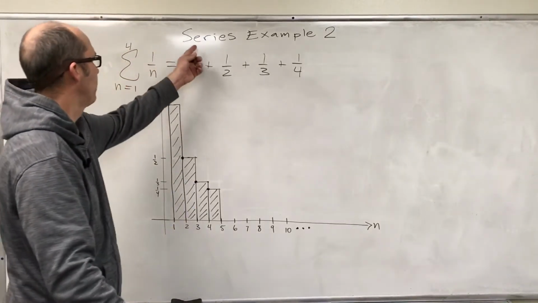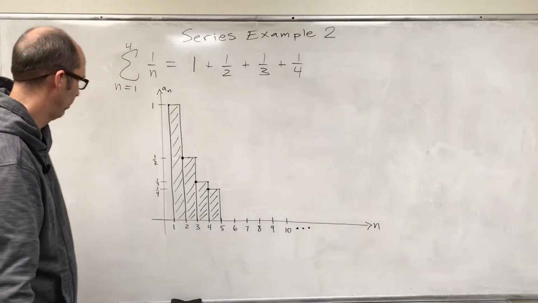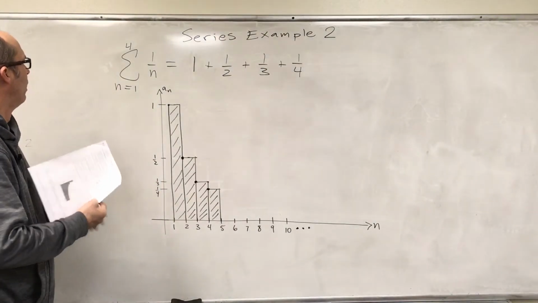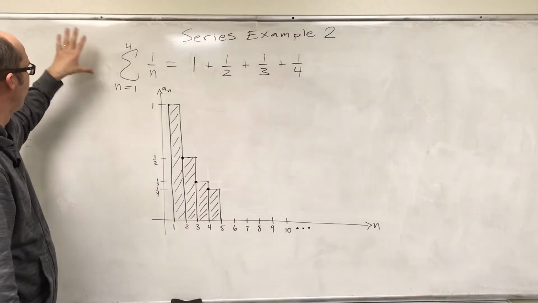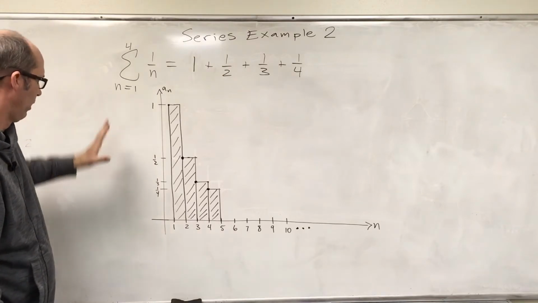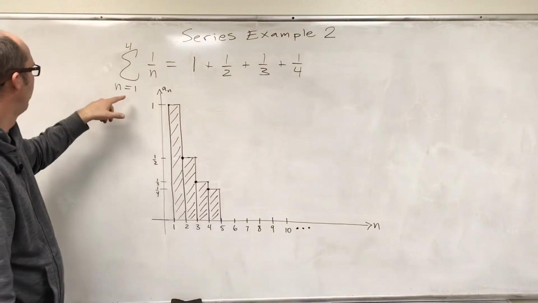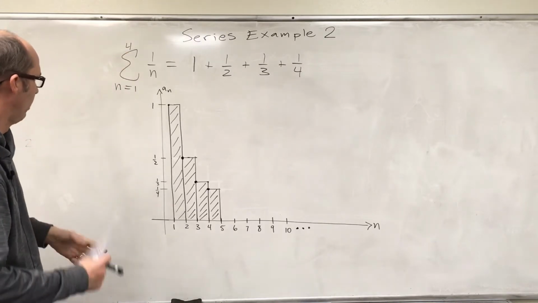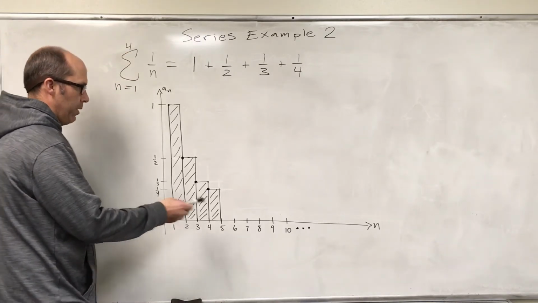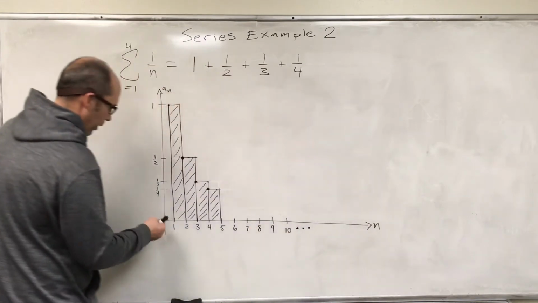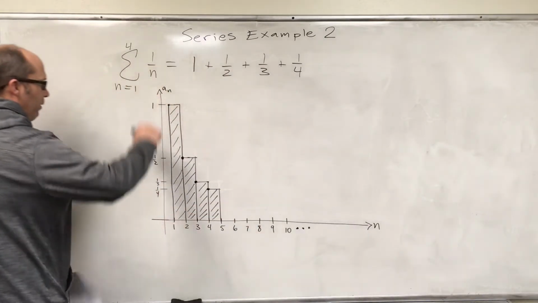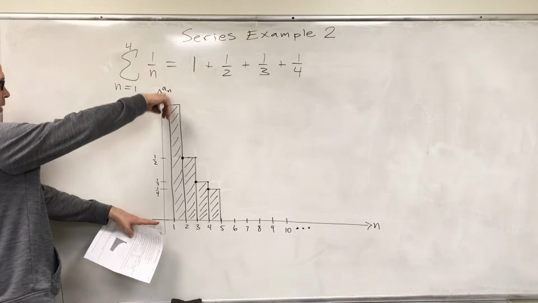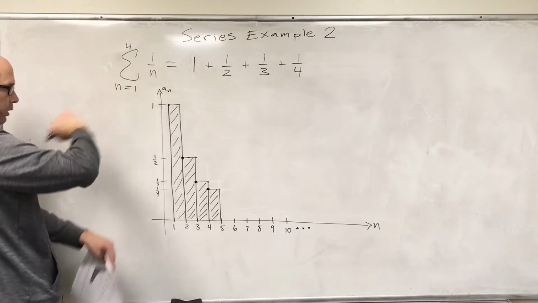All right, so series example 2. First I've drawn the finite sum. The area represented the sum from 1 to 4 of 1 over n. Notice the scale is off here. This is 1 in the a_n or y direction.